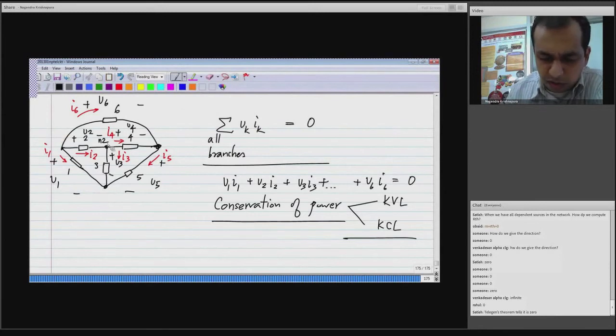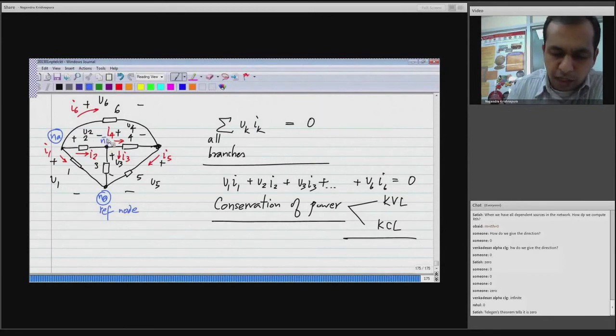Let me not name them N1, N2. I will label these nodes N0, which is the reference node. You can consider this to be the reference node, it doesn't matter which one it is. And node NA, node NB, and node NC.